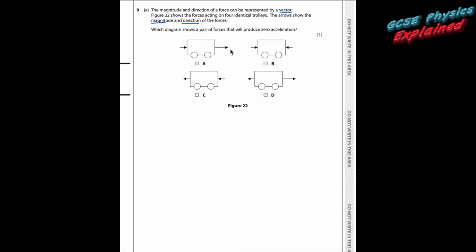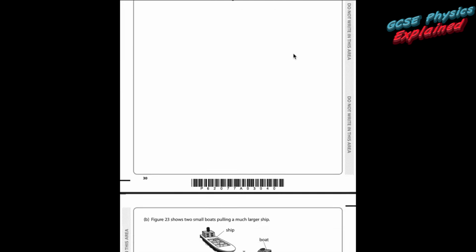Which diagram shows a pair of forces that will produce 0 acceleration? Right, well that's going to accelerate. Right, these are going to cancel out, so that'll be 0 acceleration there. That's going to accelerate that way, and this one is going to accelerate this way. Some of this here will get cancelled out by that little bit there. So remember, if forces are acting in the same direction, you add them together. And if forces are acting in the opposite direction, you take them away.